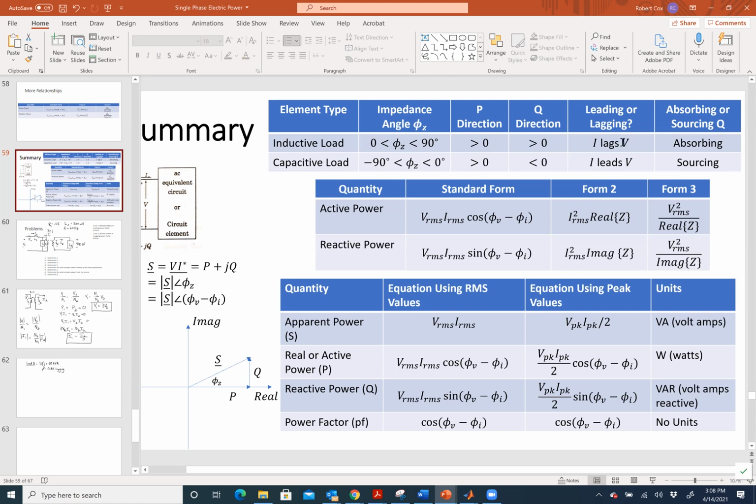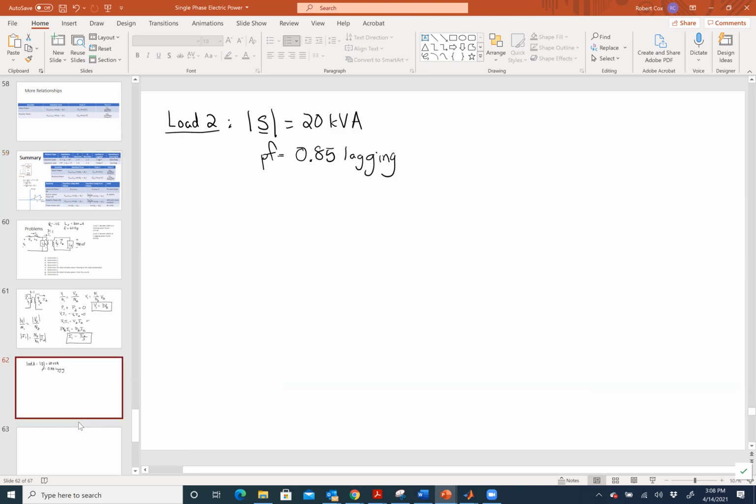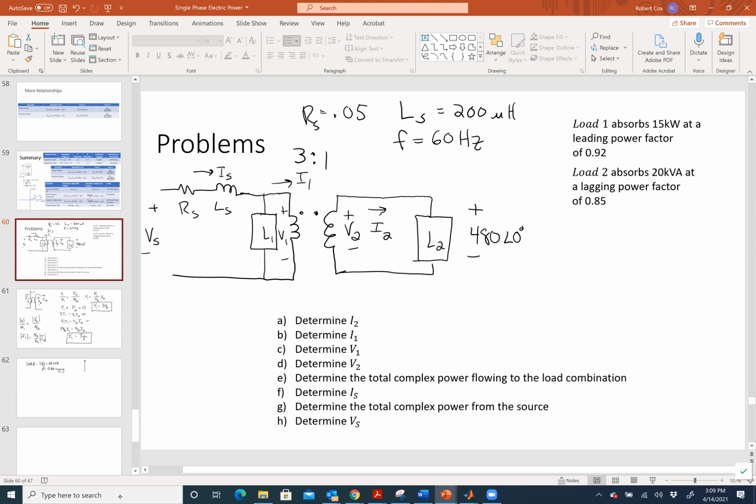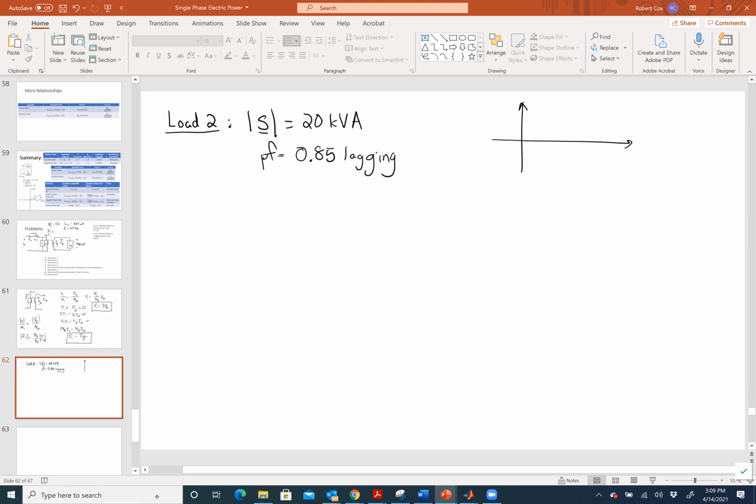I lags V. So I call it leading or lagging based on what the current's doing. So I lags V, I leads V in a capacitor. So if I have a lagging type of load where I lags V, then I say I've got an inductive type of load. And so what does that mean? This is the tricky part. That means if I were to do this, I was told that the voltage across that load is 480 volts with an angle of 0 degrees. So in that case, that means I got 480 like this. This is the voltage like that. Where is the current?